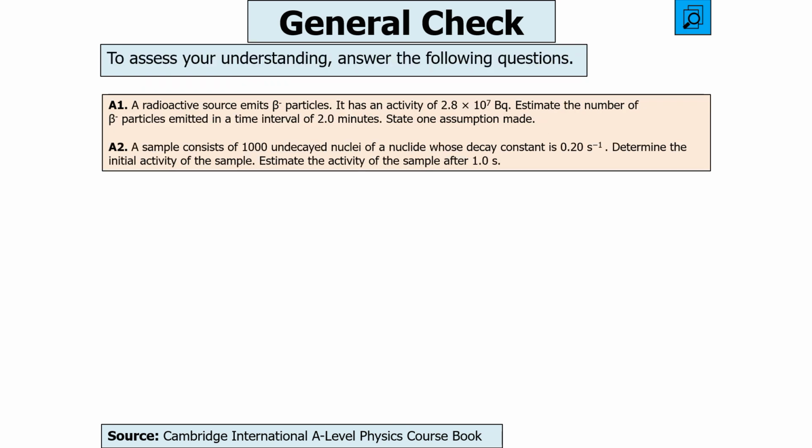The next question says, a radioactive source emits beta minus particles. It has an activity of 2.8 times 10 to the 7 becquerels. Estimate the number of beta minus particles emitted in a time interval of 2 minutes. State one assumption made.